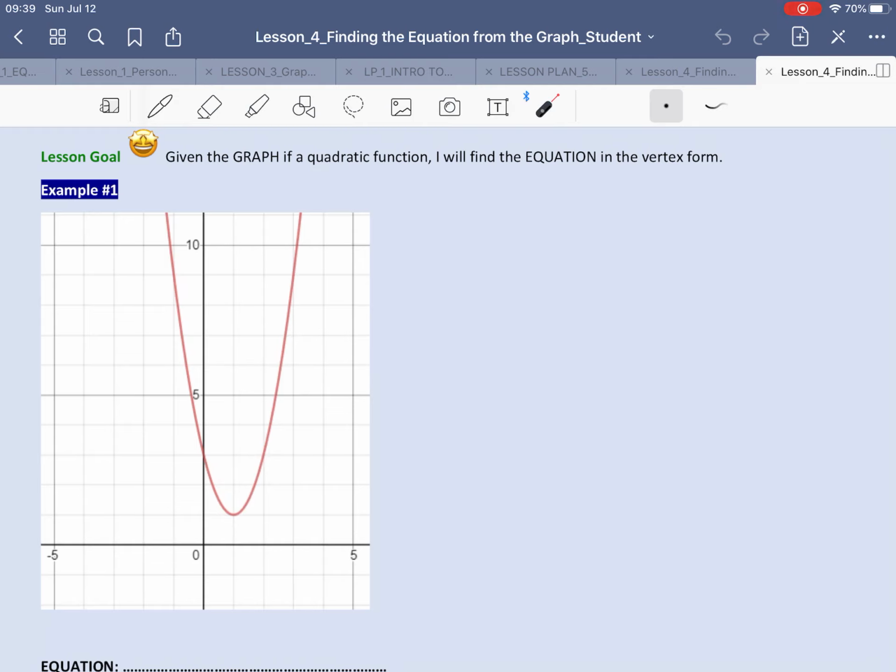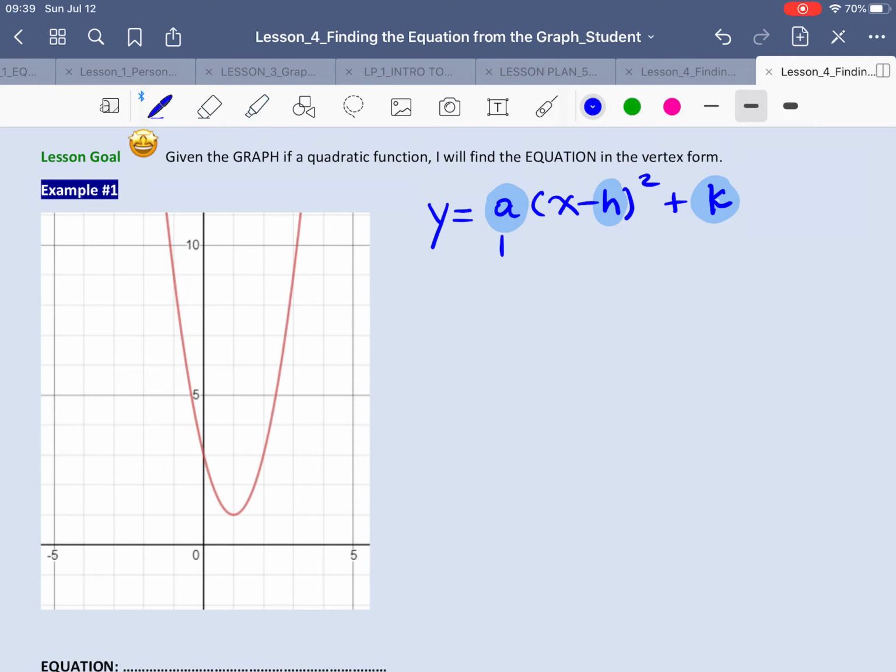To find its equation, we always start from the vertex form of the quadratic relation, which is y equals a(x minus h) squared plus k. Finding the equation means to identify the coefficients a, h, and k, substitute them into the equation, and then you're done. Now, in order to identify the coefficients, we need to know their meanings. So let's go over it very quickly.